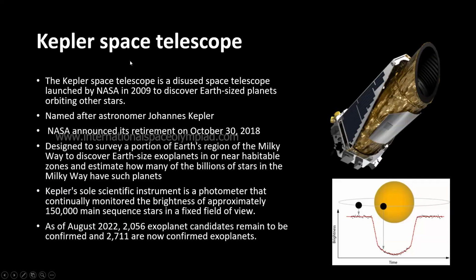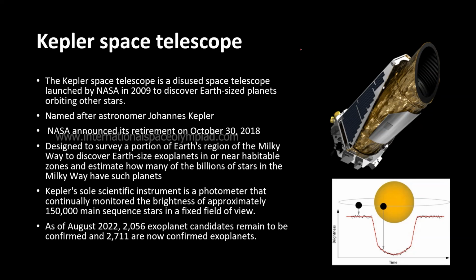Okay, then the Kepler Space Telescope. This is another interesting one I have added because it does something else. The Kepler Space Telescope, named after Johannes Kepler, as you know, announced its retirement in 2018. This telescope has a specialty. It is dedicated to looking for exoplanets. Exoplanets are planets which are orbiting around other stars.